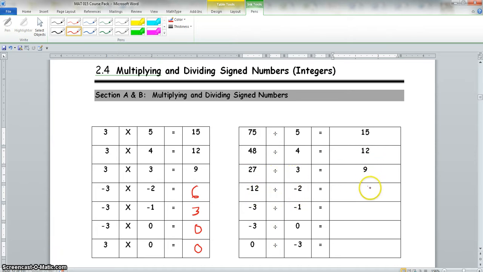Negative 12 divided by negative 2 will give us positive 6. Negative 3 divided by negative 1 will give us positive 3. Now, we look here at negative 3 divided by 0. We know any number except 0 divided by 0 is undefined. And then 0 divided by 3, 0 divided by any number but 0 is 0.